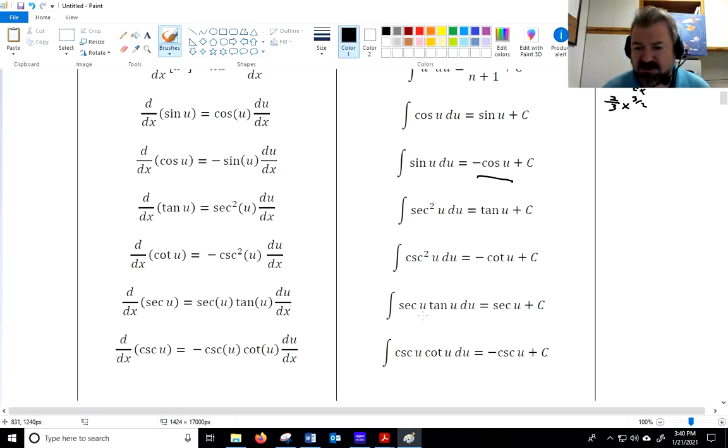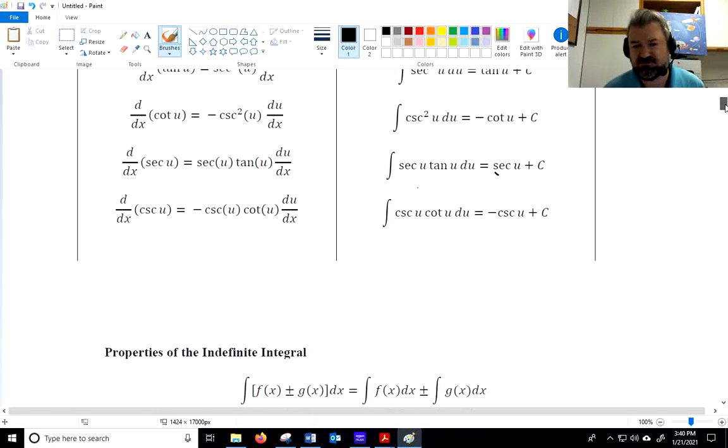The integral of secant tangent is just secant because the derivative of secant is secant tangent. But the integral of cosecant cotangent is negative cosecant because we have a co in the result.